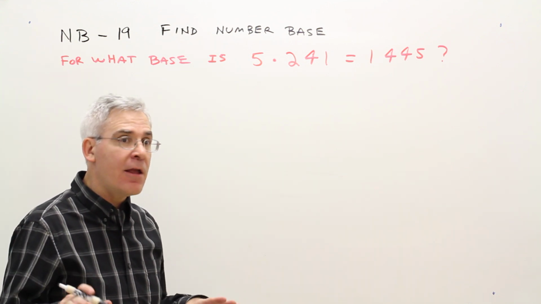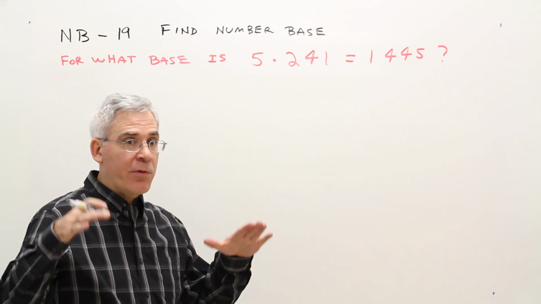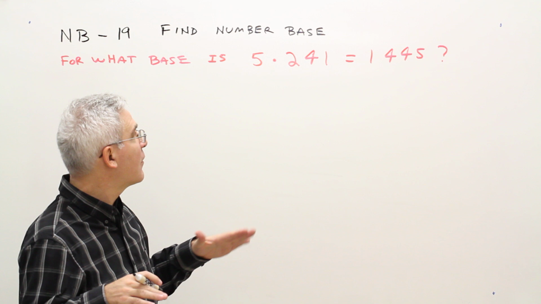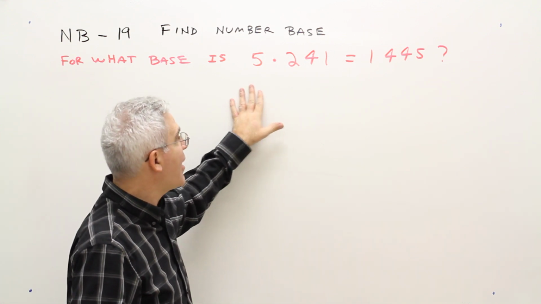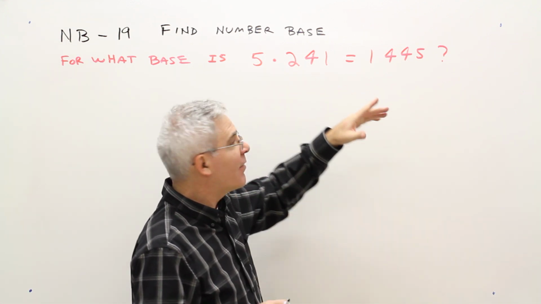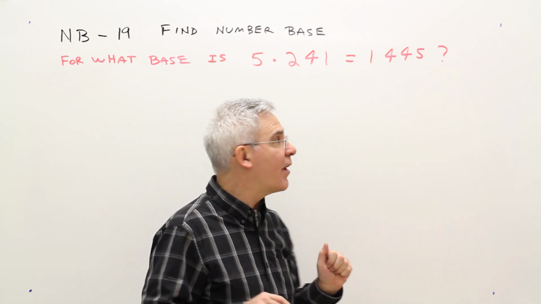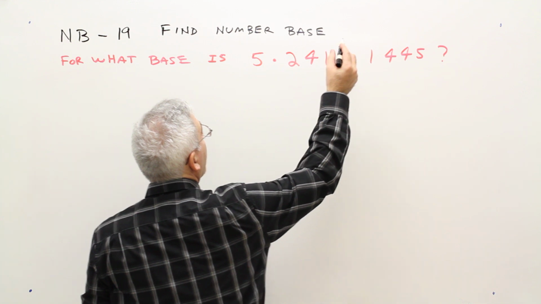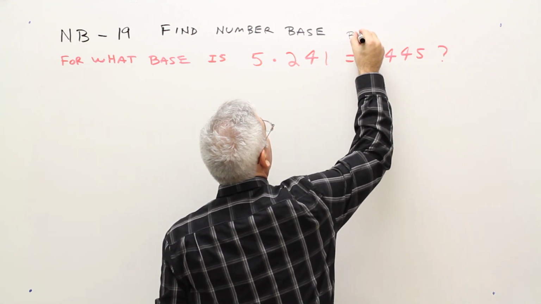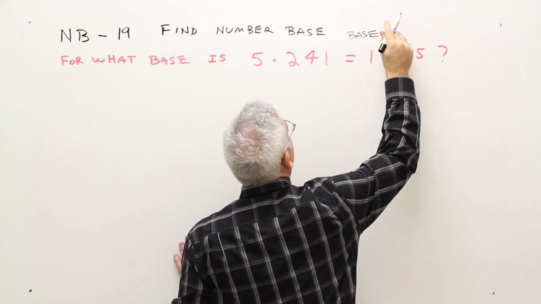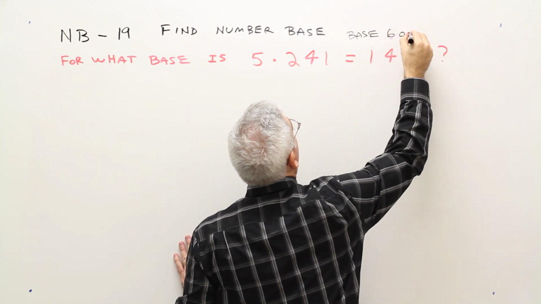Before I do anything, I always like to find out what the smallest possible base is. So I go to the highest digit anywhere in the equation. I've got a digit of 5, so my smallest number base would be base 6. So in this problem, it must be base 6 or above.